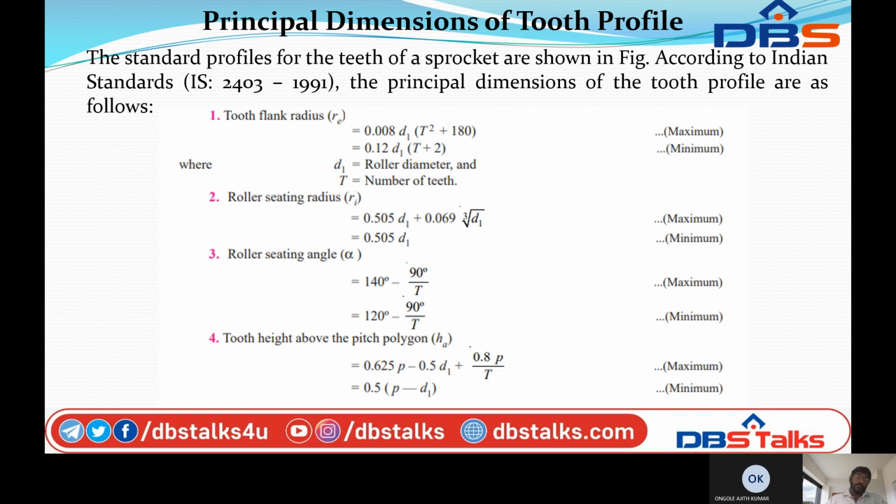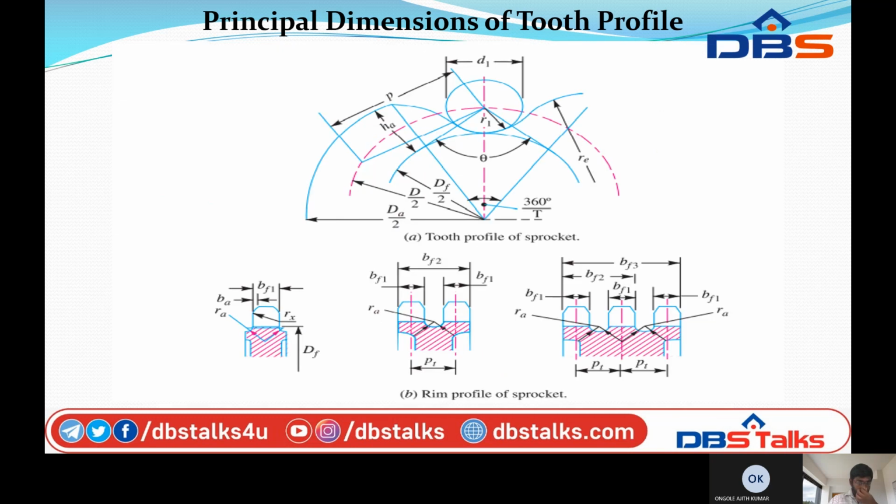Next, tooth height above the pitch polygon, HA, is equal to 0.65 P minus 0.5 D1 plus 0.8 P by T for maximum. For the minimum tooth height, it is 0.5 (P minus D1). So we can see the figure: the rim profile of the sprocket, that is, the tooth profile of the sprocket. A is the tooth profile of the sprocket.